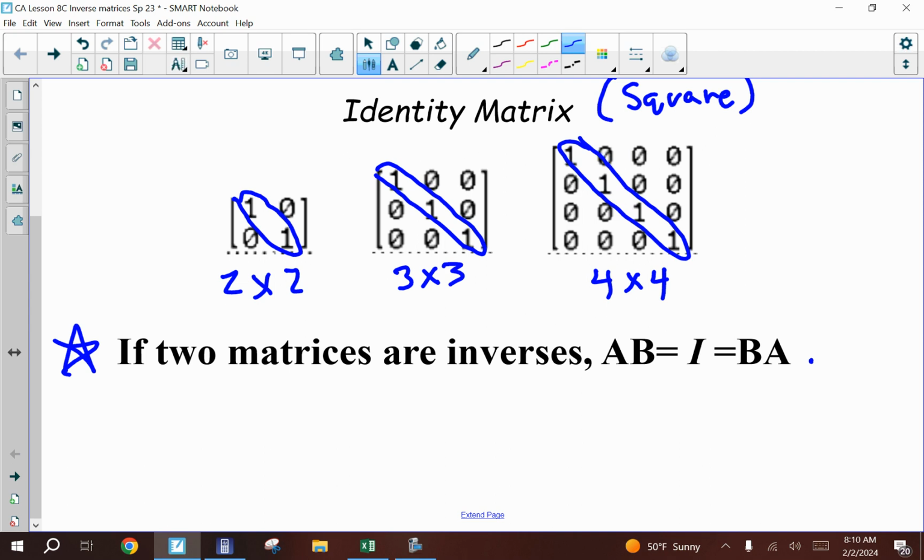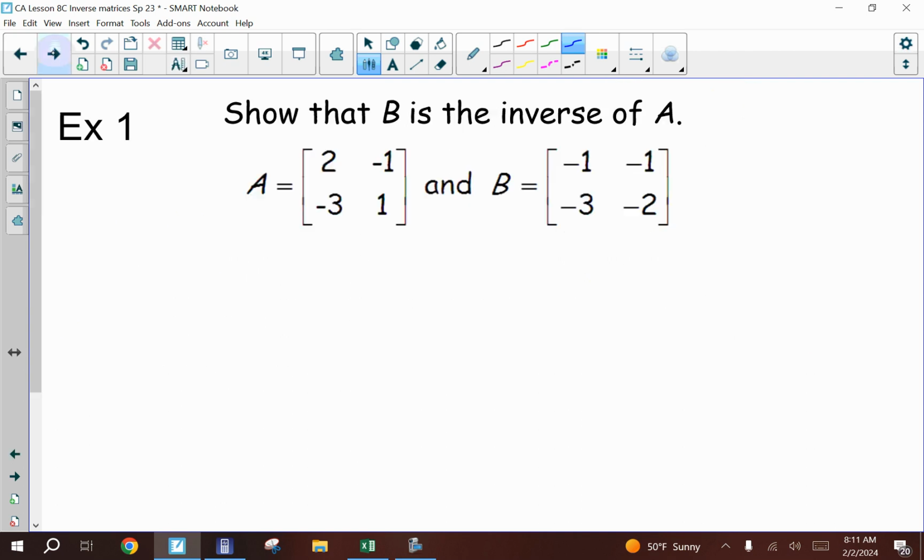So this right here, this is what it's all about. If you have to prove that two matrices are inverses of each other, you have to show that when you multiply A times B, it gives you the identity matrix. You have to also show that if you multiply B times A, so the reverse, it also gives you the identity matrix. So that's what we're going to do in example 1, because that's how your assignment is set up.